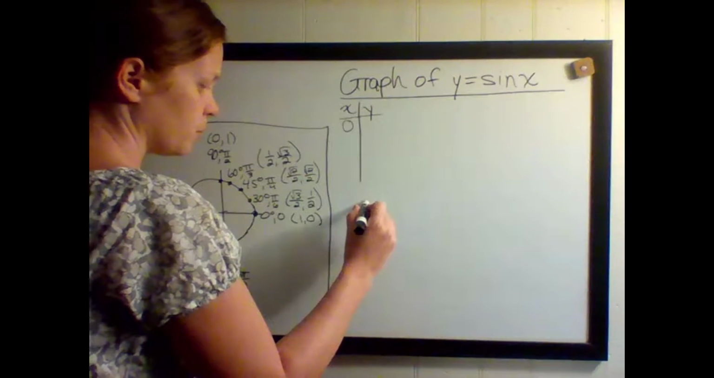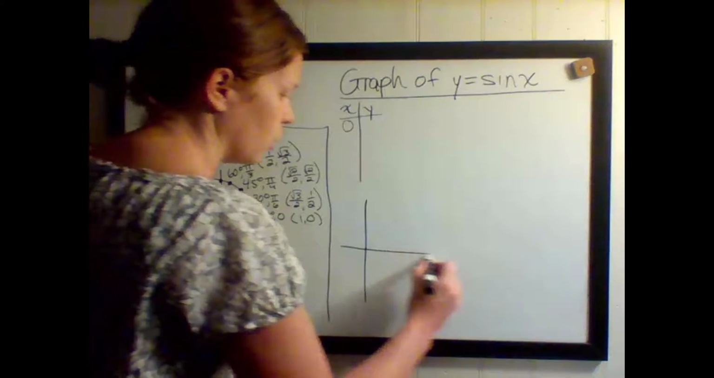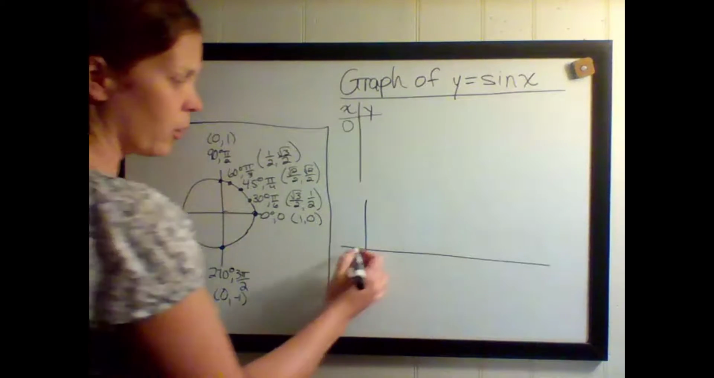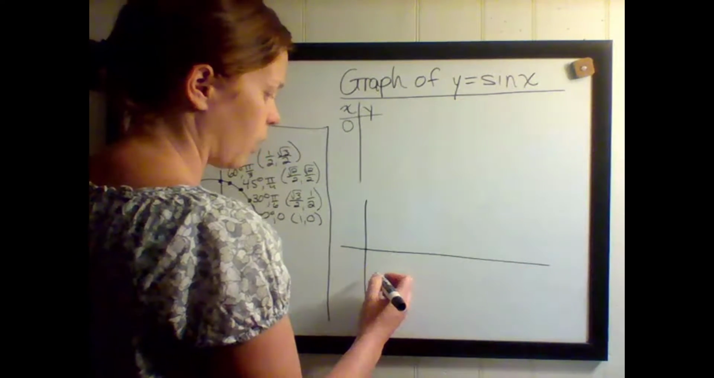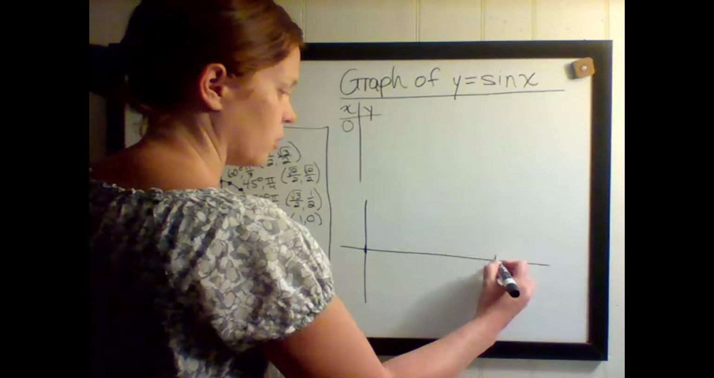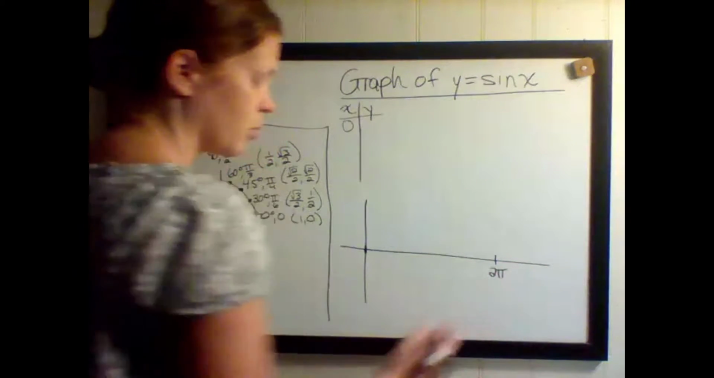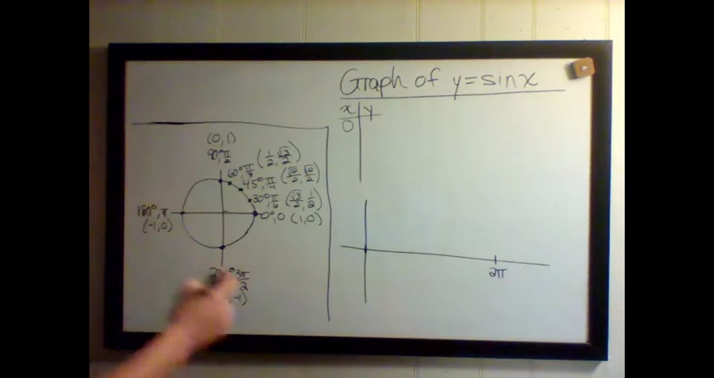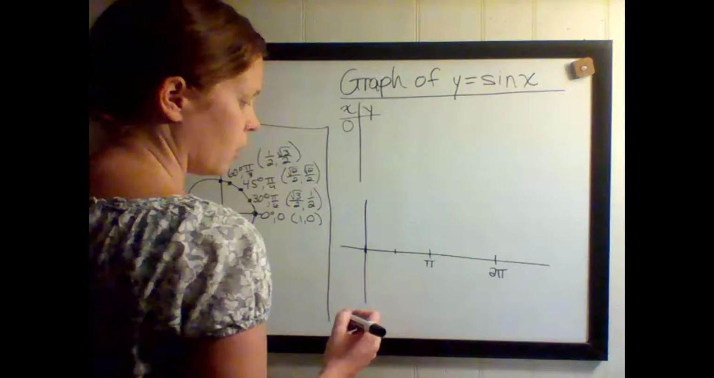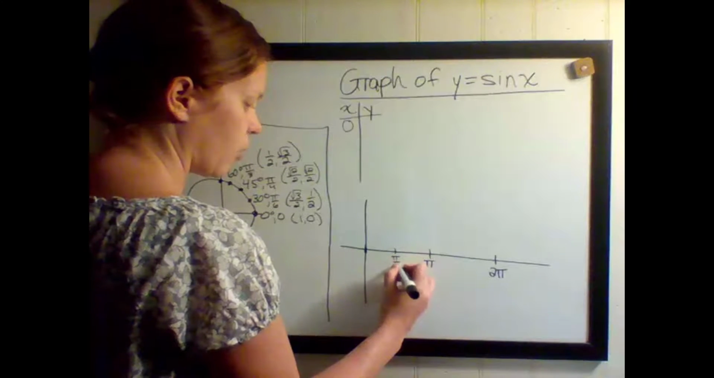With graphing, we typically deal with our angles in radians. So we are going to do between 0 and 2 pi. So right here, this is going to be 0. I'm going to put a 2 pi over here, and we'll kind of split it up. It's kind of like we split up the unit circle. Halfway would be pi. Half of that would be pi over 2.